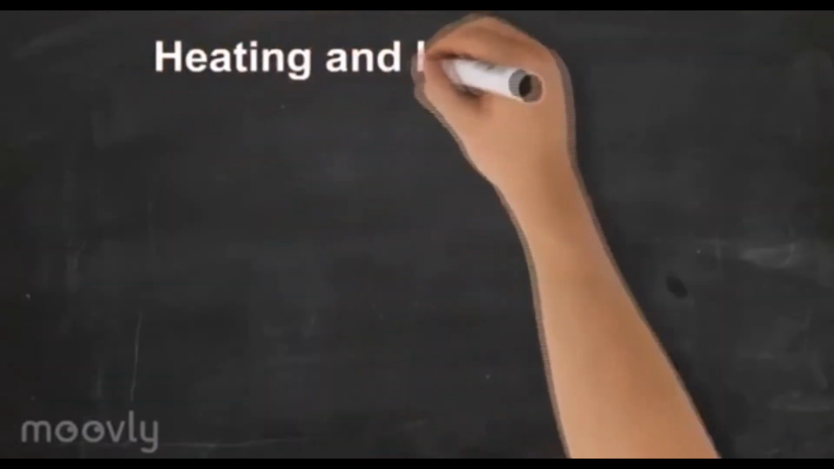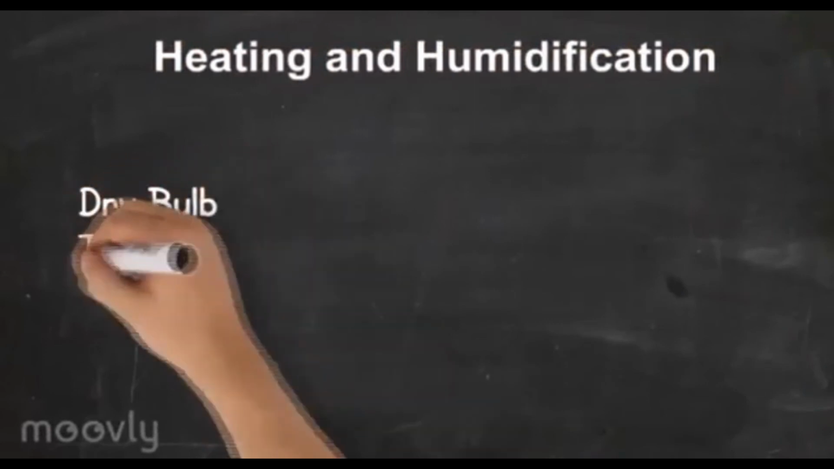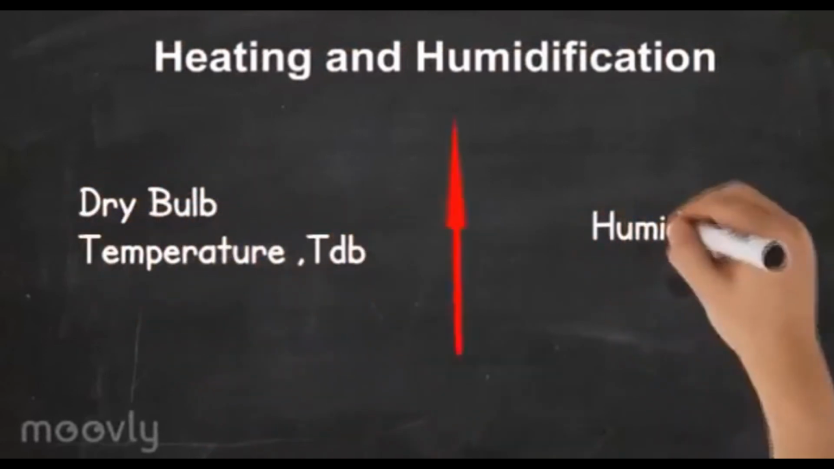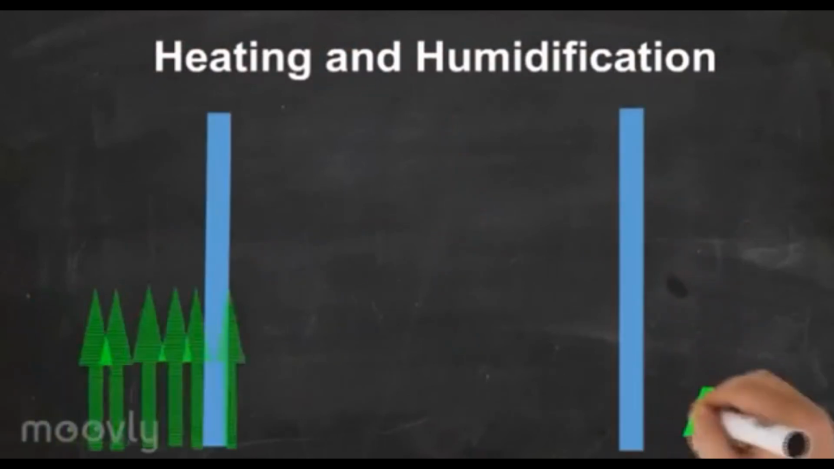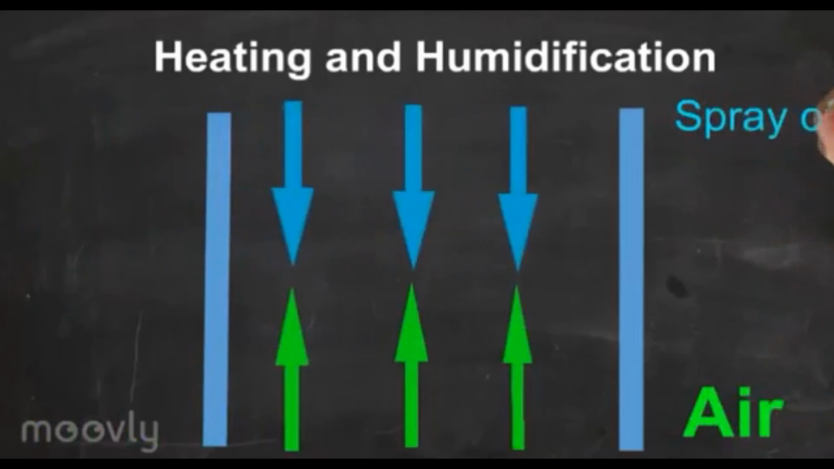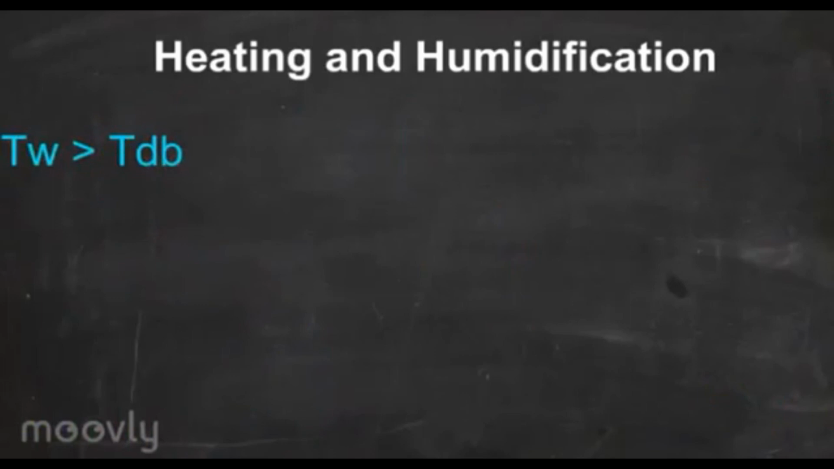In the heating and humidification psychrometric process of the air, the dry bulb temperature as well as the humidity of the air increases. The heating and humidification process is carried out by passing the air over a spray of water, which is maintained at a temperature higher than the dry bulb temperature of the air, or by mixing air and steam.